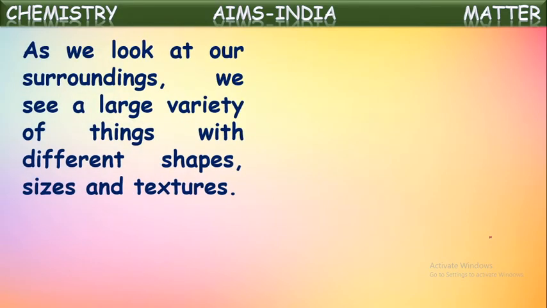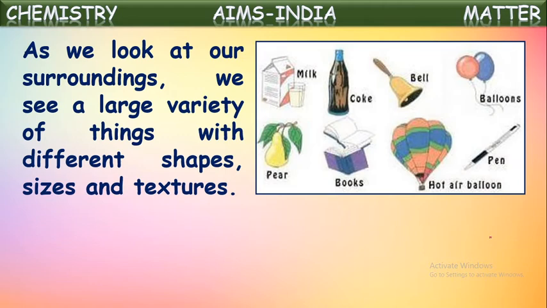As we look at our surroundings, we see a large variety of things with different shapes, sizes, and textures. See here, different examples of matter are shown. These all come under matter only, but they are seen differently. They have different sizes, different textures, and different materials they are made up of, even though they all come together under matter.